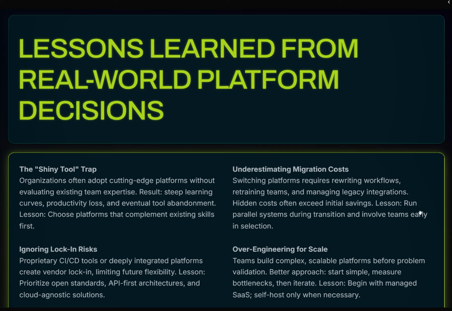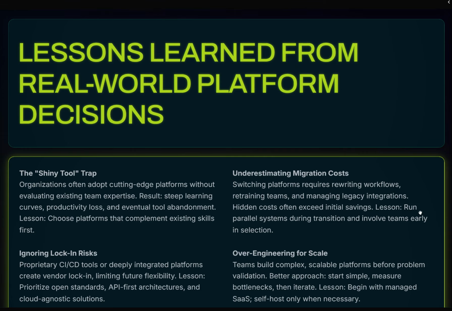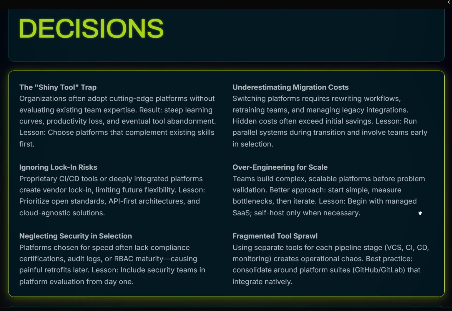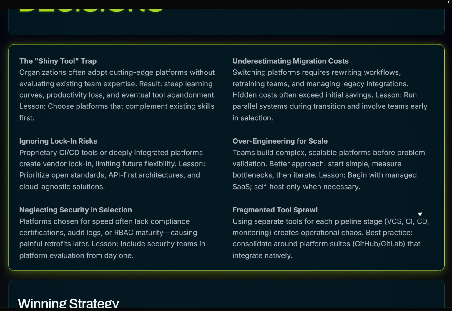All right, lessons learned from a real world platform decision. So what are the lessons we can learn from real world scenarios? The shiny tool trap. Organizations often adopt cutting edge platforms without evaluating existing team expertise. Results: steep learning curves, productivity loss, and eventual tool abandonment. Lesson: choose platforms that complement existing skills first.